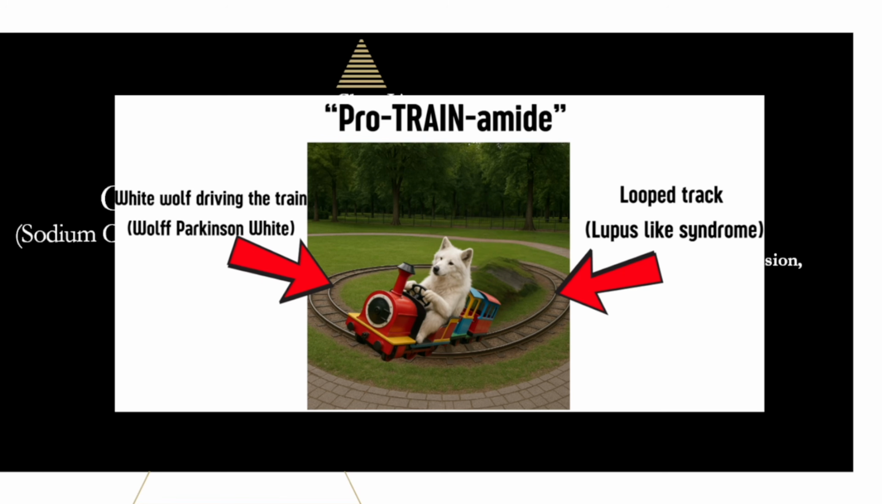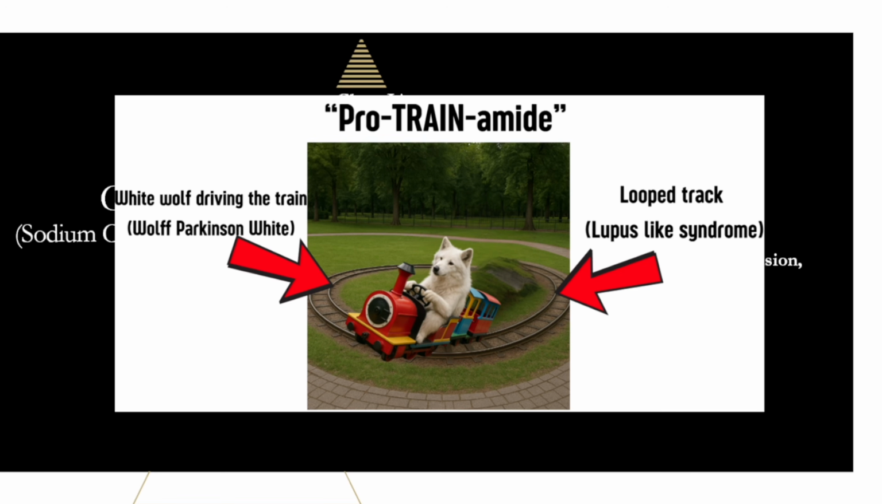That's your cue for Wolff-Parkinson-White. And this train is circling in a continuous loop, like one of those little kids' train tracks, which will help you remember lupus-like syndrome. In a loop, lupus-like syndrome. So procainamide is protrainamide. Think of a train being driven by a white wolf, Wolff-Parkinson-White, circling in a continuous loop, lupus-like syndrome.